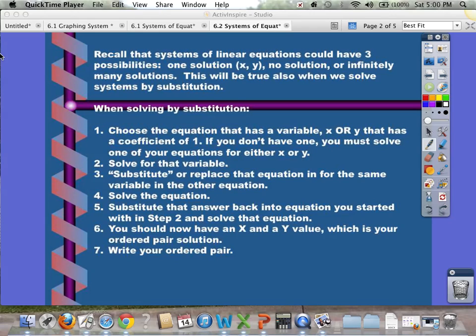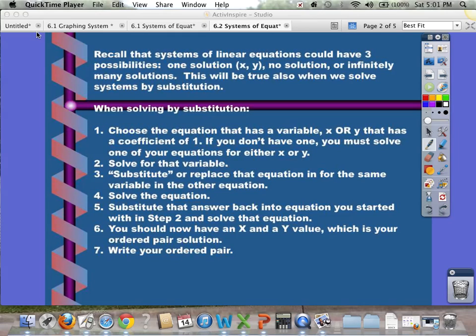Recall that systems of linear equations, remember linear means line, so these are all lines, could have three possibilities. You could have one solution, which is an ordered pair. You could have no solution, or infinitely many solutions, which means all the numbers will work. This will be true also for systems when solving them by substitution.